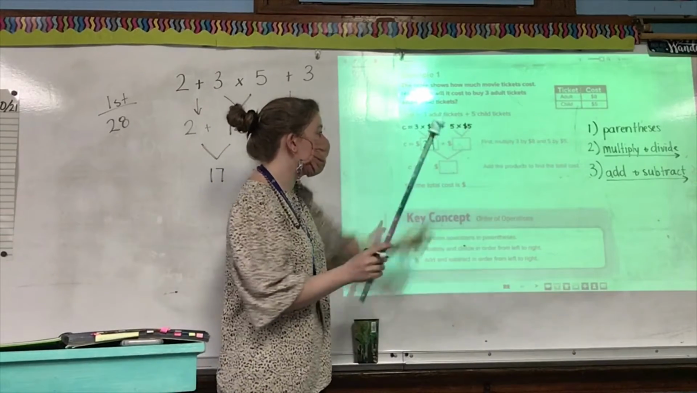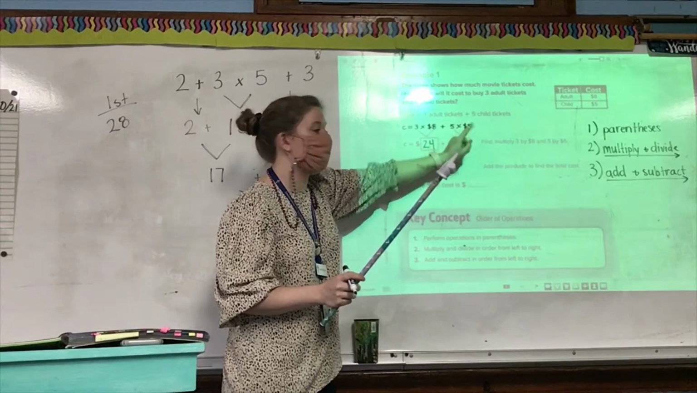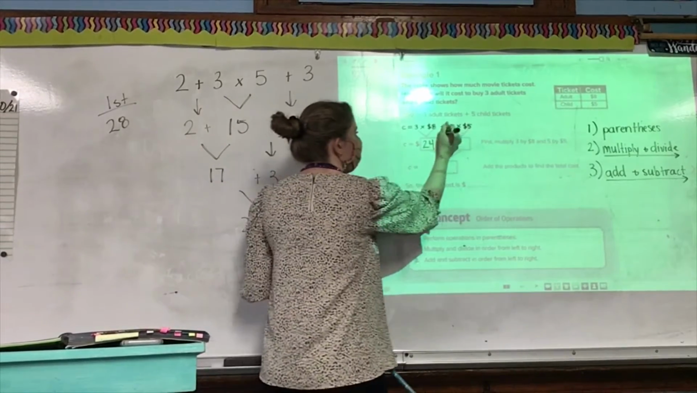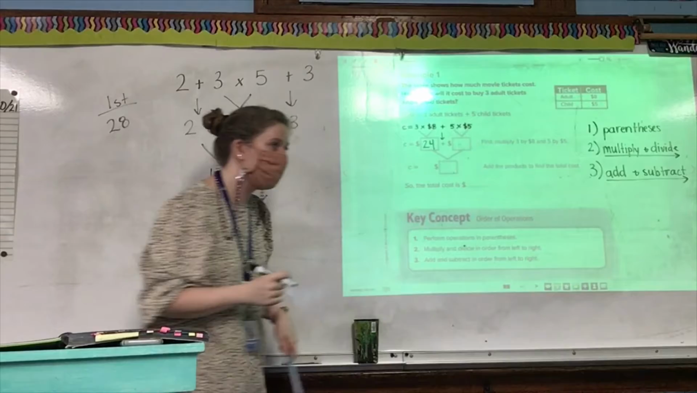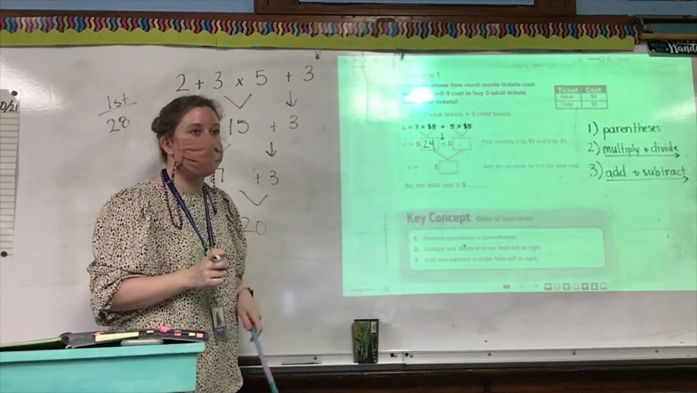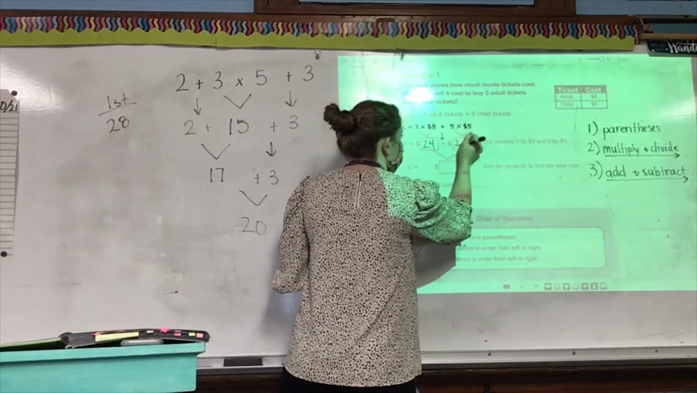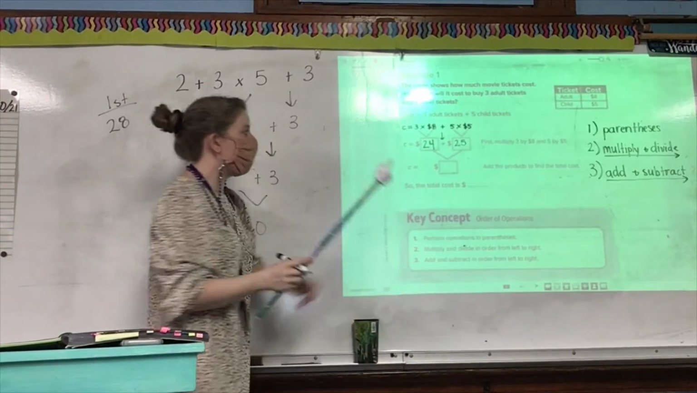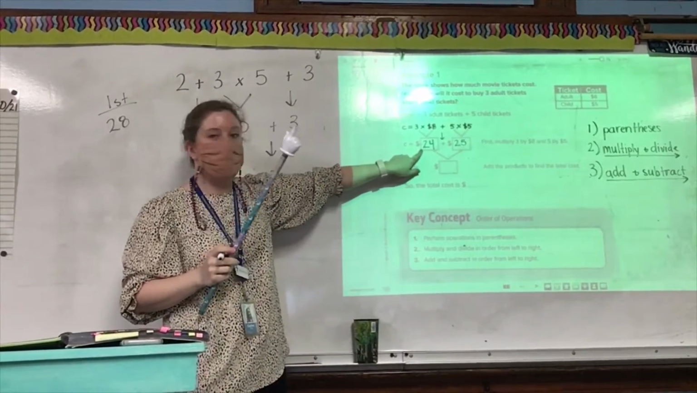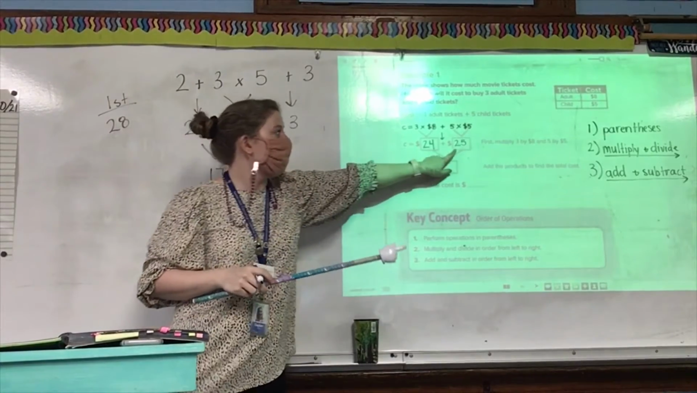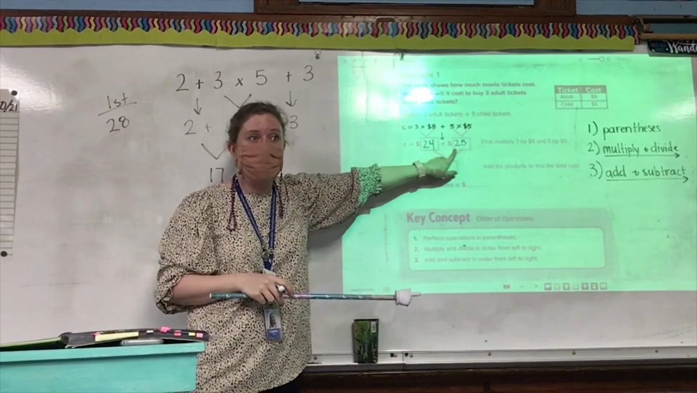So that means we need to do this 5 times $5 first and then just bring down the plus sign. Class, 5 times $5 is $25. So now we know the parents' cost $24. The kids cost $25.